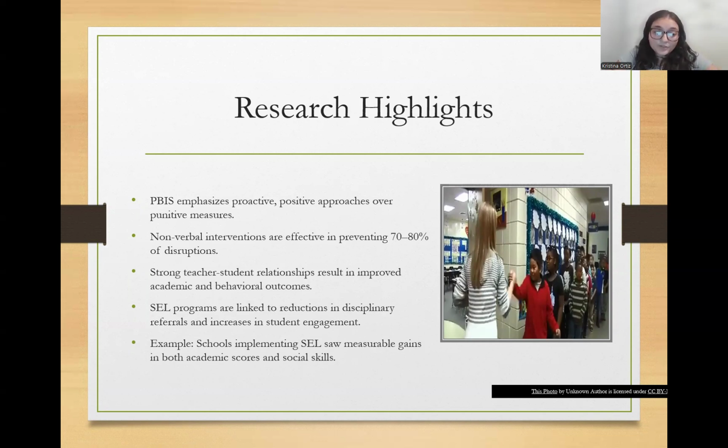So an example. Schools implementing SEL saw measurable gains in both academic scores and social skills. So these schools that are implementing SEL, social emotional learning, are seeing those gains in both academic and social skills.